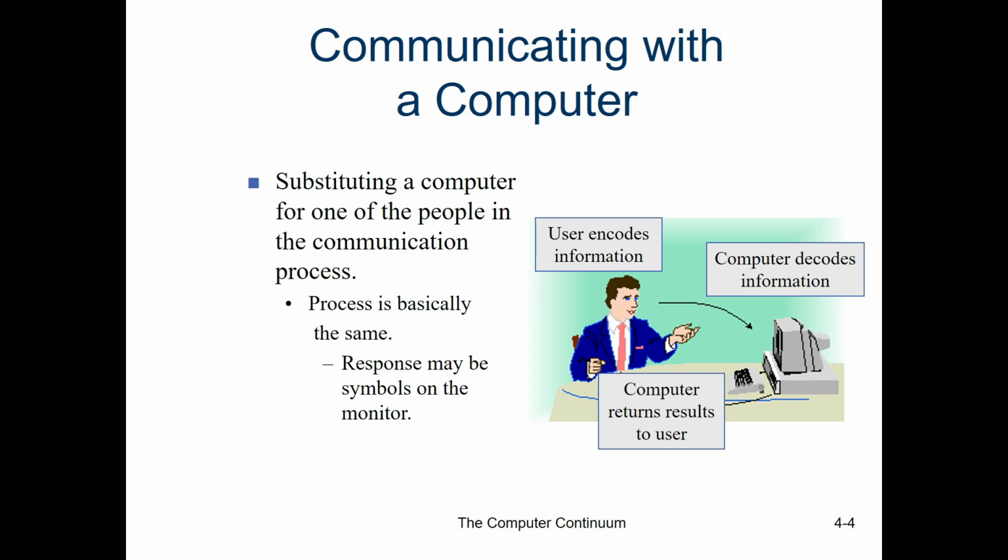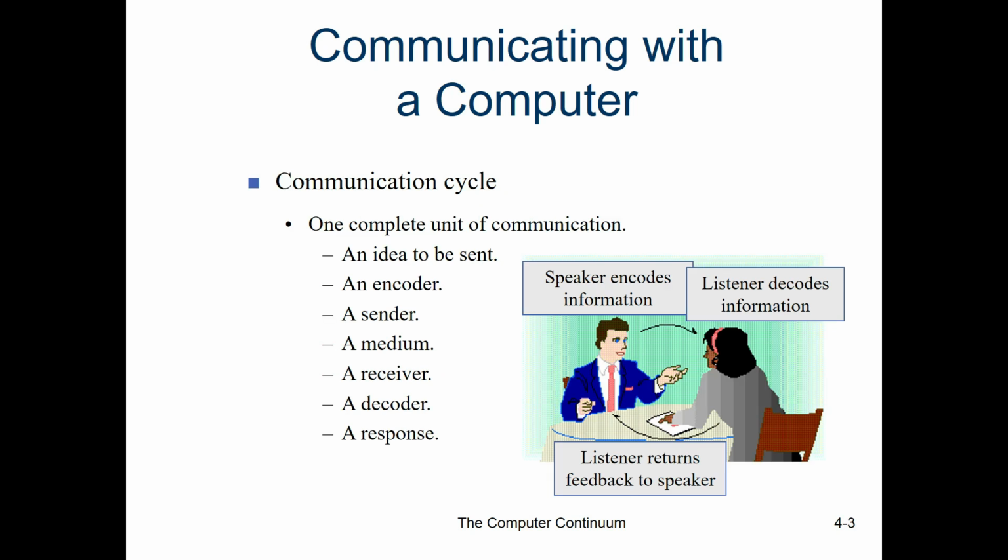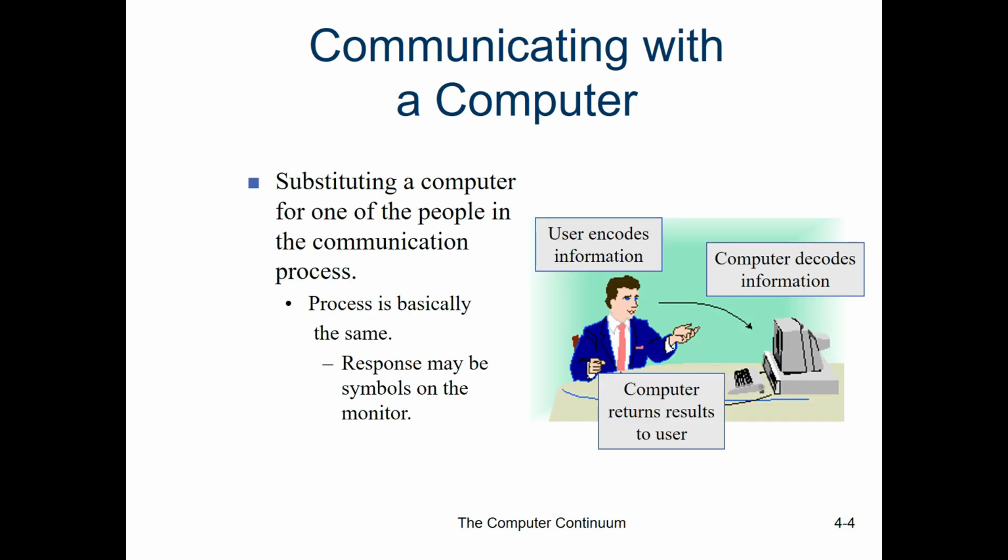In a communication cycle, we are substituting the computer for one of the people. So the process is basically the same. The response may be the symbols on the monitor. So in the previous case, it was just the general communication cycle. Now, in the case of a computer, it could be a monitor instead of a person. That's what it tries to say.